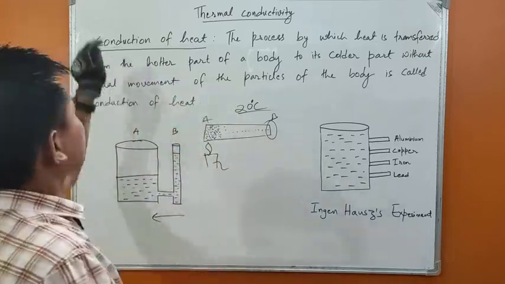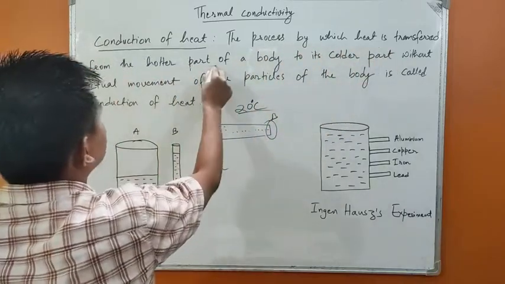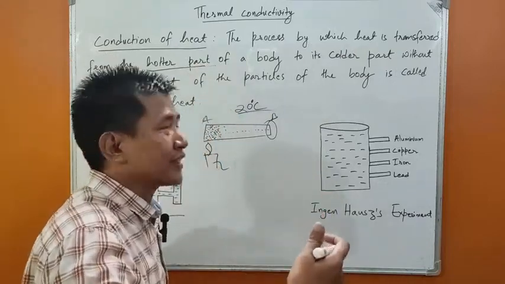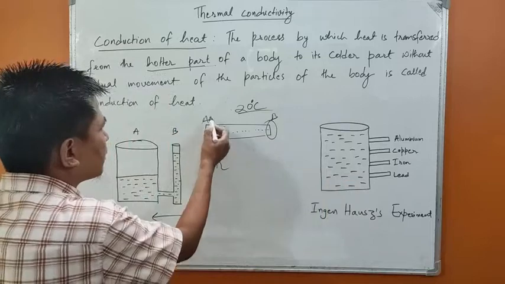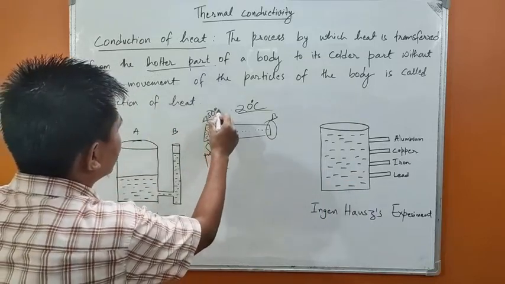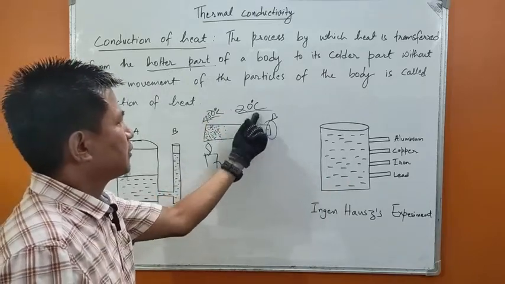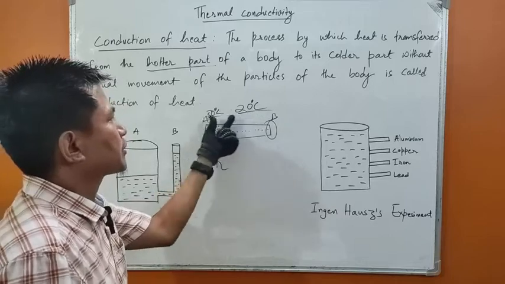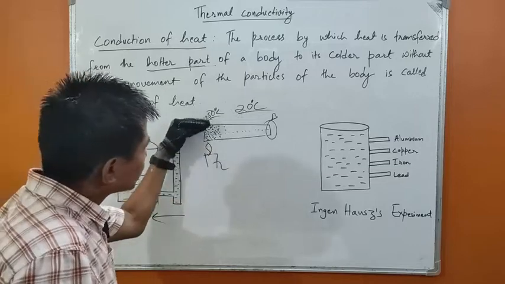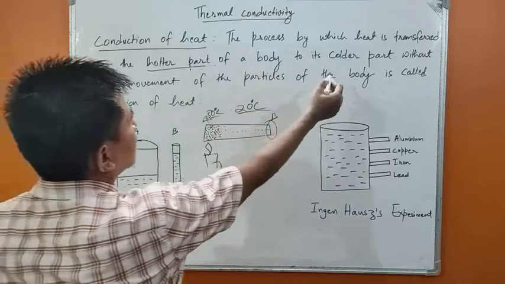So let us come to the definition. The process by which heat is transferred from the hotter part of the body, means the part of the body which is at higher temperature, because when you heat the body, the temperature rises. Suppose the temperature of this part of the body is 50 degrees Celsius and the temperature of this part of the body is 20 degrees Celsius. There is a difference of temperature, isn't it? This temperature is higher than this temperature, so heat will obviously flow from this part of the body to this part of the body. But how?